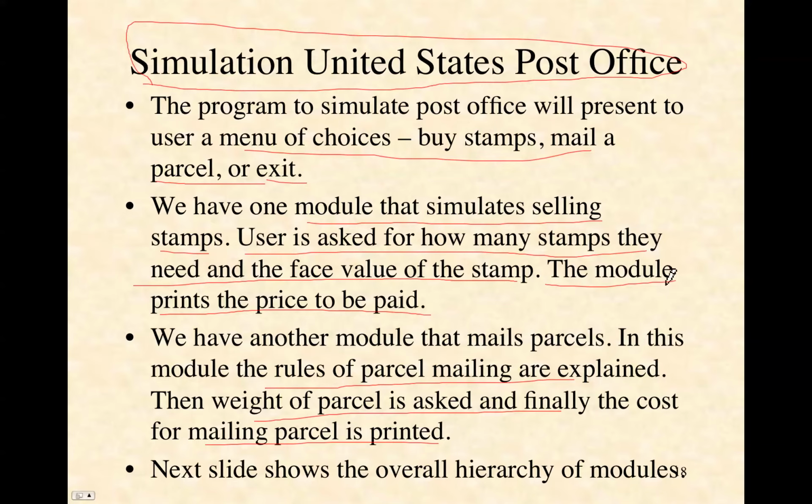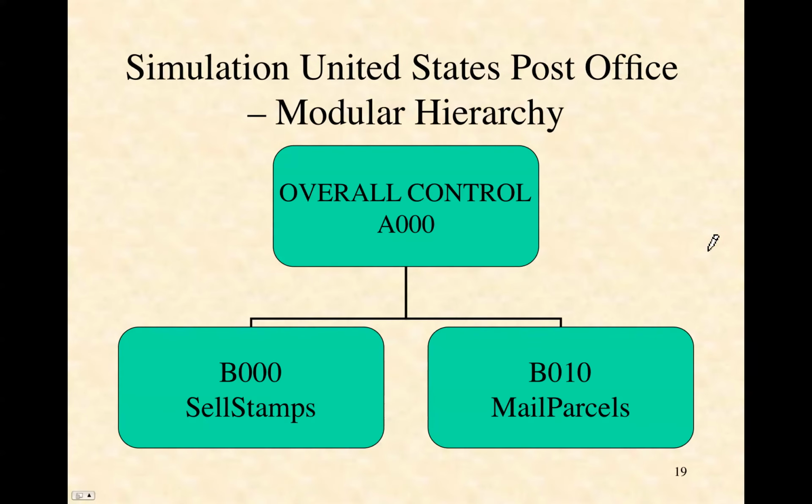And as you know, all the modules have a hierarchy. You have a main line module, and there are the modules called by the main module. So we show you the hierarchy in the next slide as follows. This will be our main module A00, and it will be calling the B00 SellStamps module and the B010 MailParcels module. Okay, so it just has three modules.